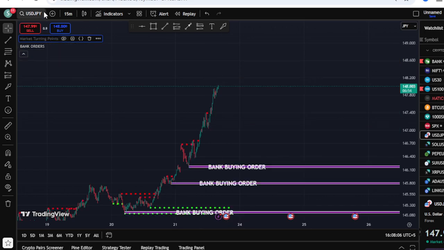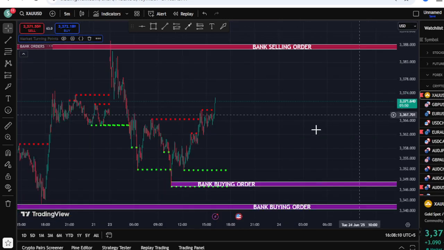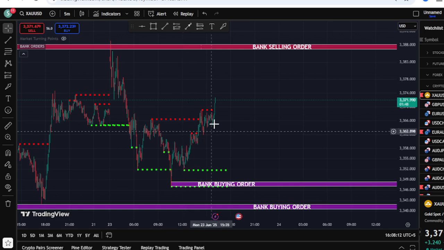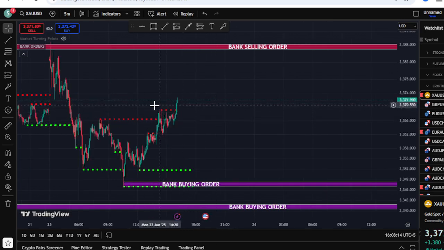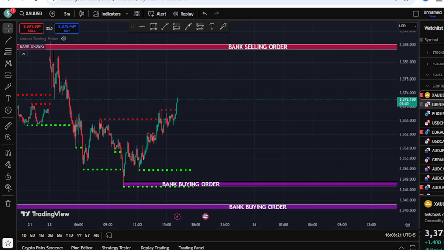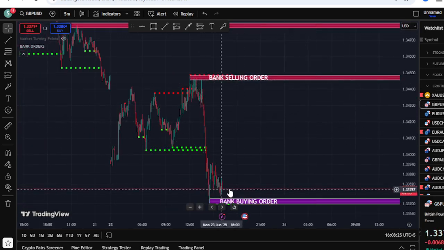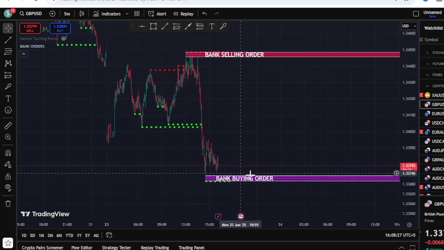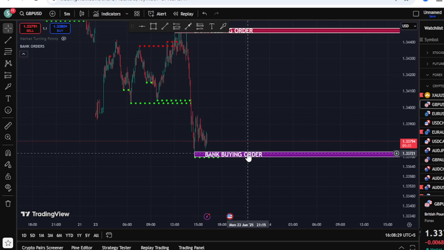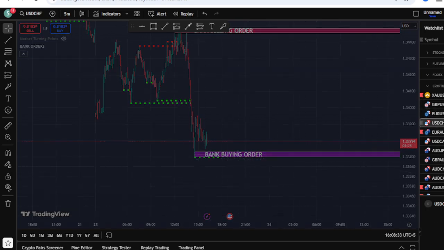Okay, and about the bank indicator, especially I would like to review the bank indicator on the 5-minute time frame. You can see gold looks bullish. It's closing above the dotted red line. It shows strength in the market, so gold can target the upper side. Okay, if we go to pound USD, then pound is rejected from the bank selling order and target and has already reached the bank's buying order. But I think the new bank buying order will be created later.